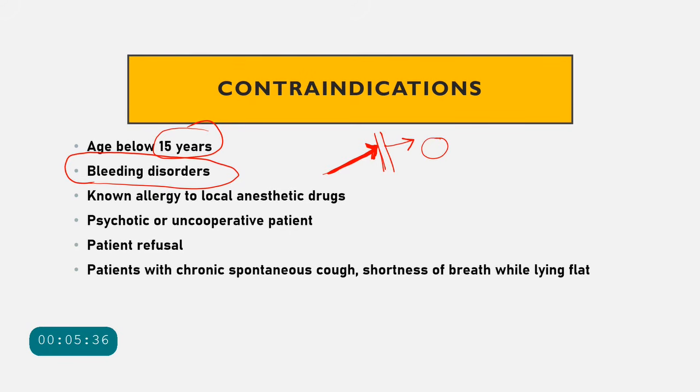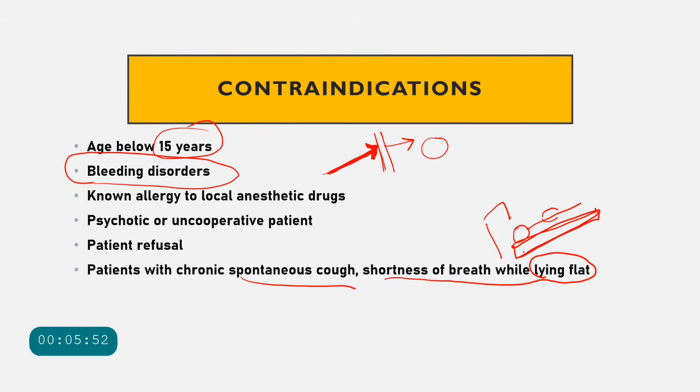Then there will be some patients who have chronic spontaneous cough, orthopnea, shortness of breath while lying flat on the stretcher or on the bed. Those patients also should not be advised local anesthesia, because cataract surgery is usually done with the patient in a supine position and with a blanket for most of the time on his face, covering his mouth and nose. So if a patient is suffering with shortness of breath, it's going to be very difficult for the treating surgeon and also for the patient himself to complete the surgery.